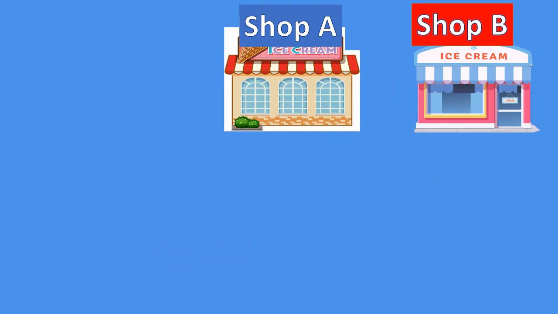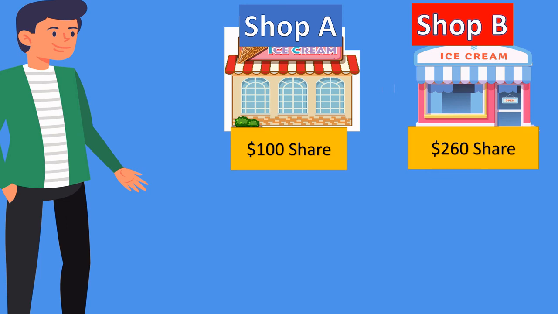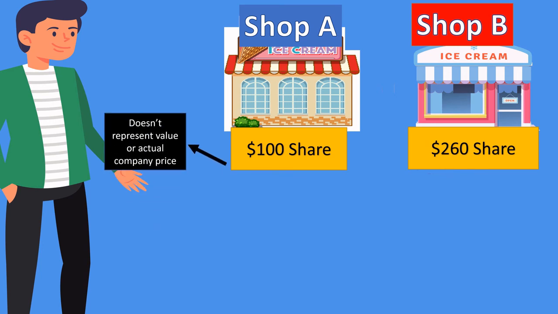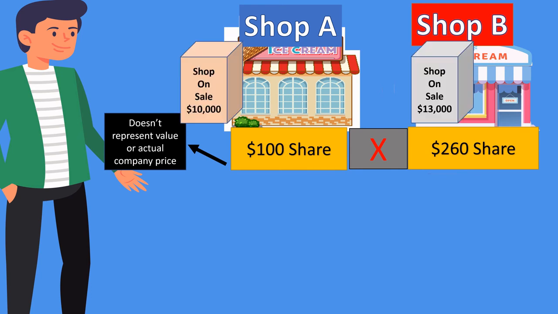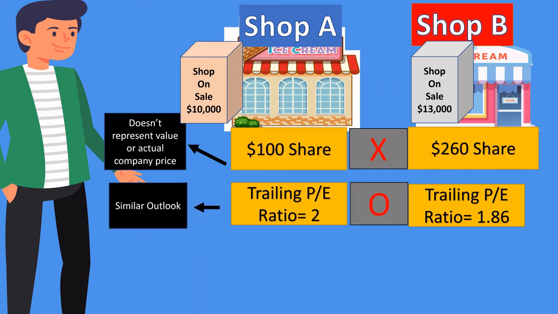So, to summarize, Sam was smart in not just looking at the share price or the shop's price to determine the value of an ice cream shop. Price does not represent value. In fact, share price does not even represent the price of a company because it's highly dependent on the number of shares issued. Trailing PE ratio is a useful tool to figure out which company is valued better, if the companies are similar and likely to perform in the same way in the future as in the past, just like Shop A and Shop B continuing to sell the same ice cream.